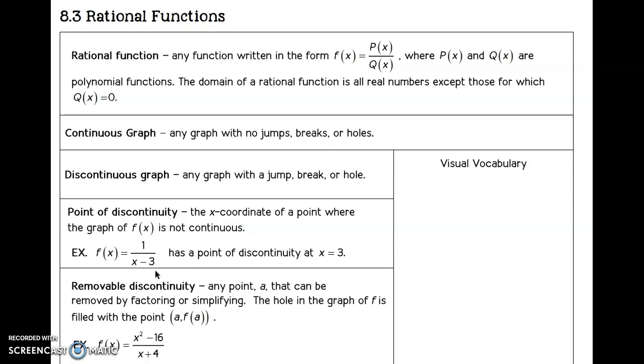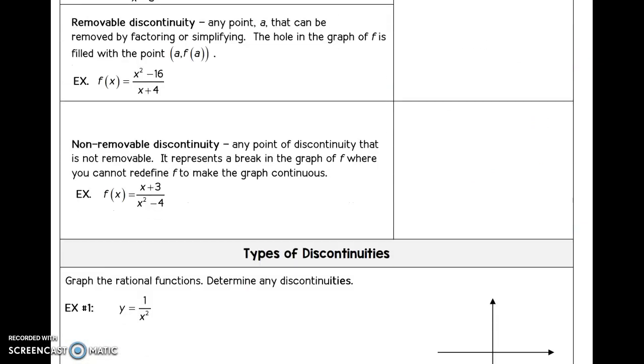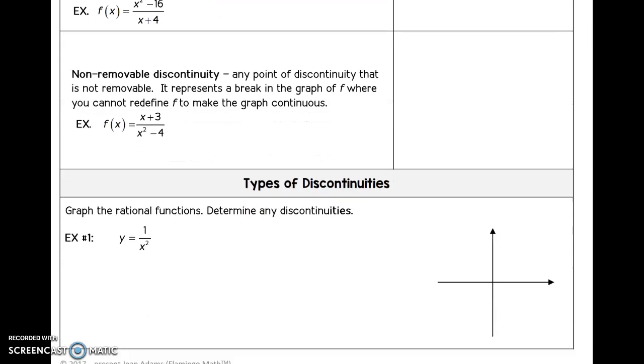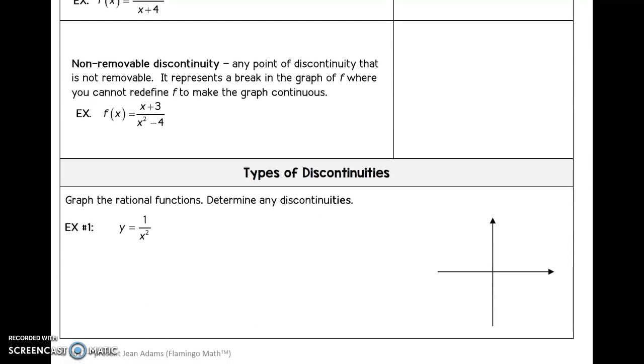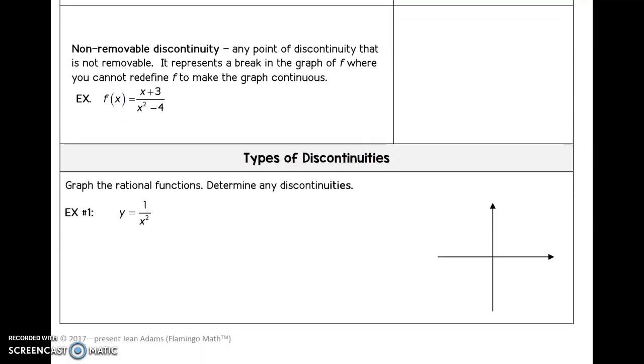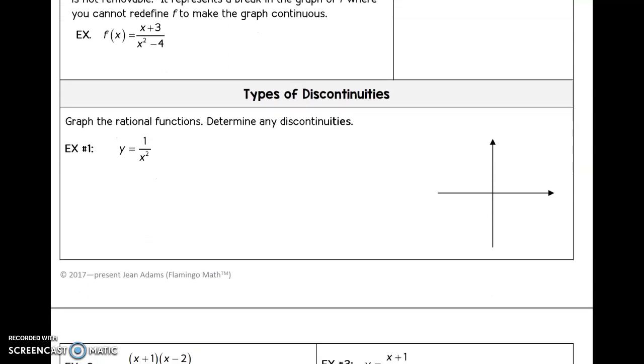Okay. Then we have a removable discontinuity. Again, I'm going to tell you what all of those mean. But again, you're looking at your bottom and your top with this piece, and it's what can you eliminate. So if you have no idea what's happening, just pay attention during the lesson. And then we have a non-removable. So take some time, read it, and we'll talk about it as we continue on.